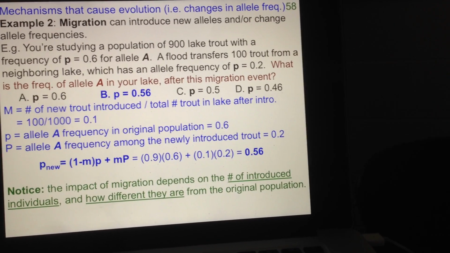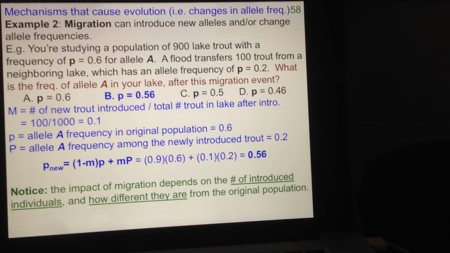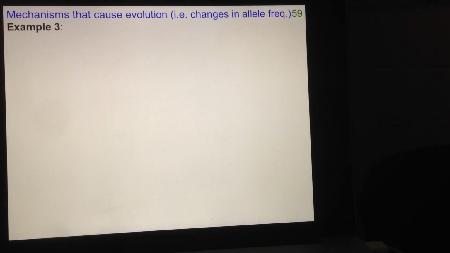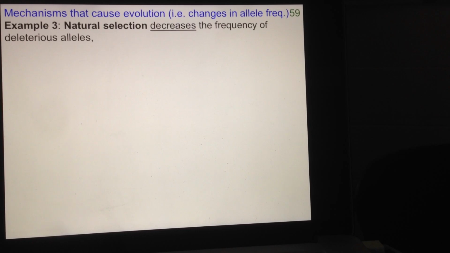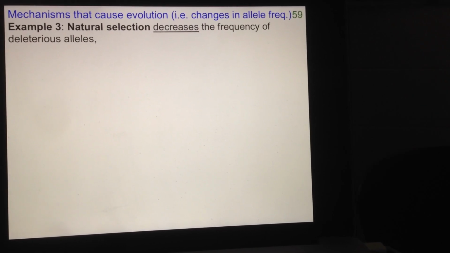Of course, also if they introduce some new allele that's beneficial, that'll have a big impact as well, right? So example 3: we've done mutation and migration. Now let's look at natural selection a bit.